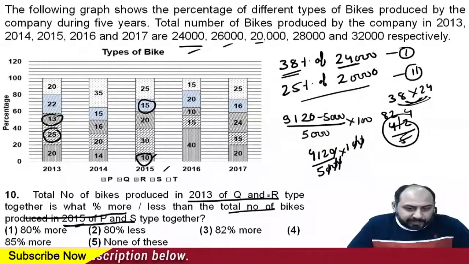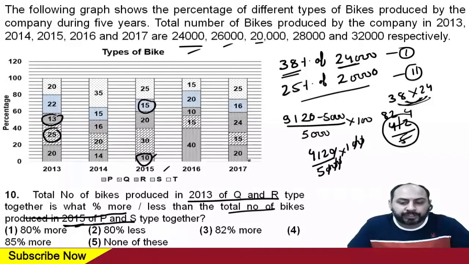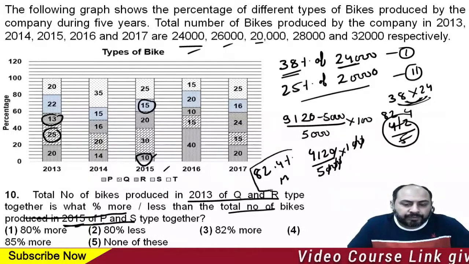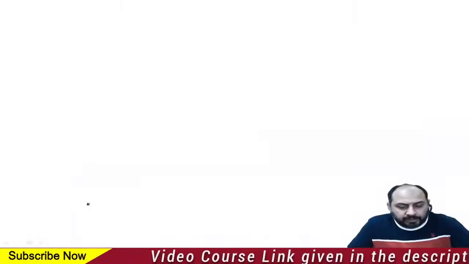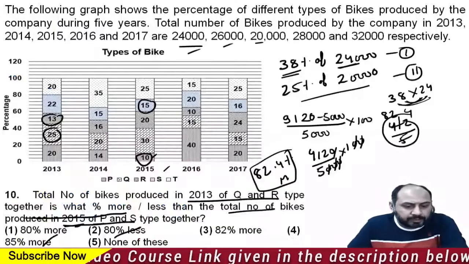So the total number of bikes produced is how much percentage more? It is 82% more. But the exact answer is 82.4% more. Let us see whether we have 82.4%. So 80 is not there, 80 less is not there. So sorry, this is not there.